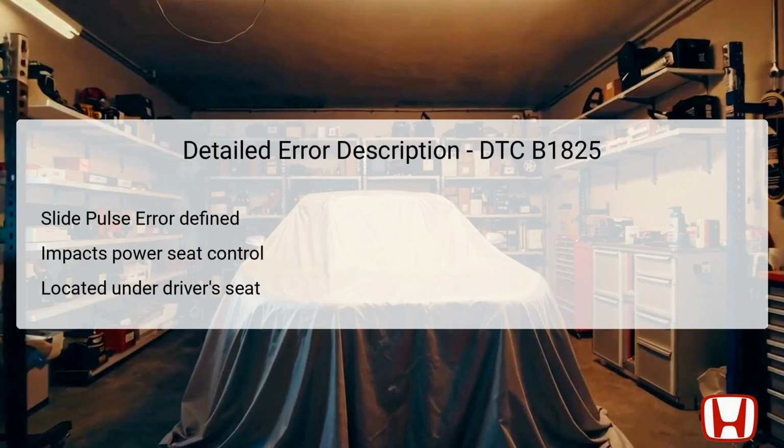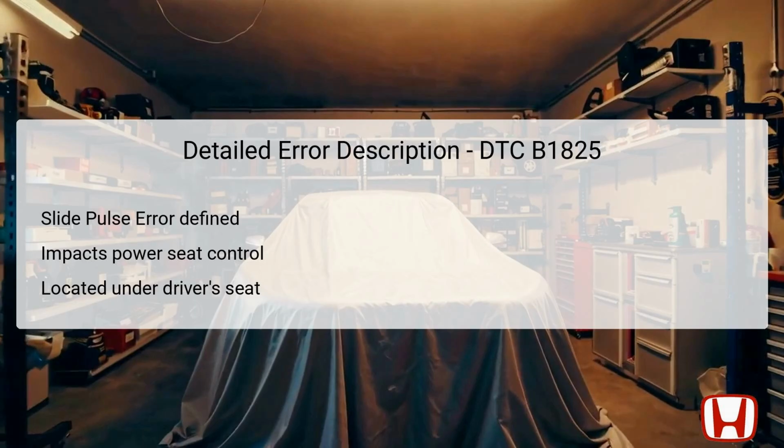DTC B1825 signifies a slide pulse error, which occurs when there is no change in the seat's slide pulse for over 1 second during operation. This situation affects the power seat adjustment mechanism, a key feature for the comfort and convenience of passengers. The error typically arises when the operator attempts to move the seat using the switch, but the seat reaches its limit without additional pulses being detected.